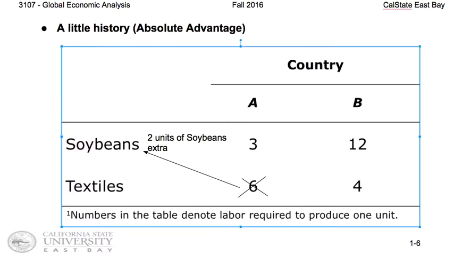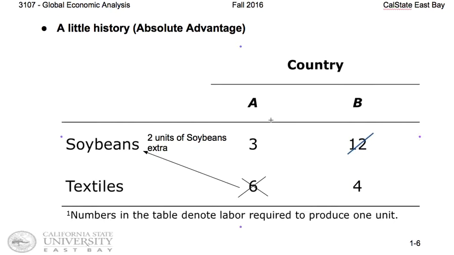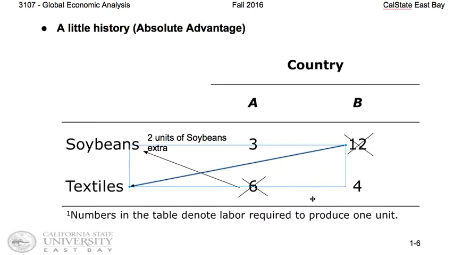Now let's apply the same reasoning to country B. Country B was producing both goods, but now we say we specialize according to absolute advantage, which means that we're not going to be producing soybeans anymore in country B. Automatically, we have freed for each unit that we don't produce 12 hours that are now available to be reallocated towards textiles, which is what this arrow that I just drew is showing us.